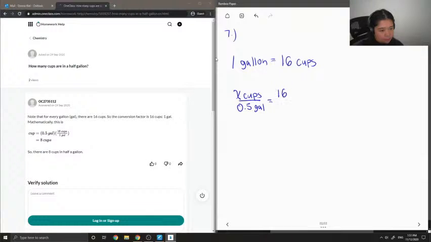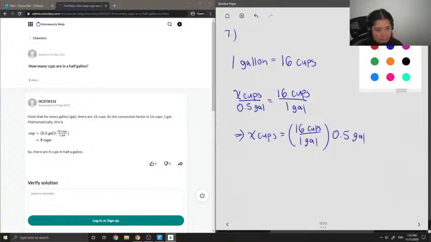This is equal to 16 cups over 1 gallon. So multiplying both sides by 0.5 is the same thing as just dividing it by 2. Which is pretty easy to do, but I'll just show how the units cancel out. Okay, so 16 divided by 2 is just 8 cups.